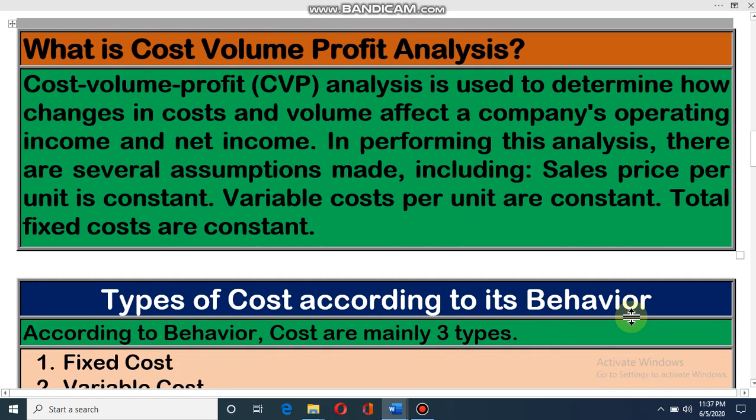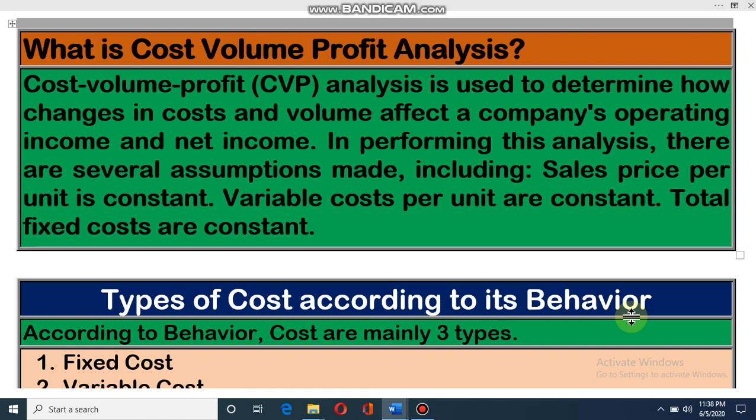Dear student, now what is cost volume profit analysis? Cost volume profit analysis is used to determine how changes in cost and volume affect a company's operating income and net income. In performing this analysis, there are several assumptions made, including that sales price per unit is constant, variable cost per unit is constant, and total fixed cost is constant.